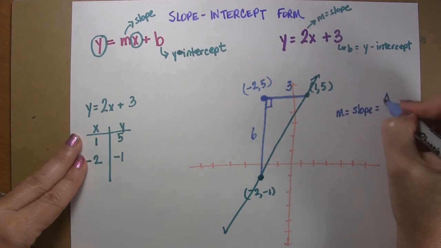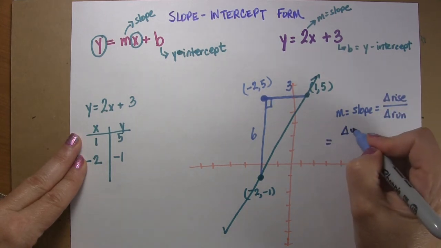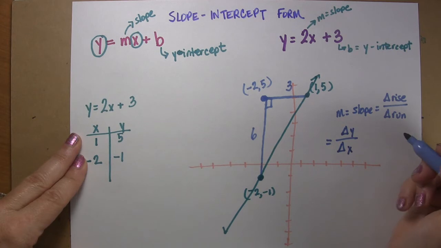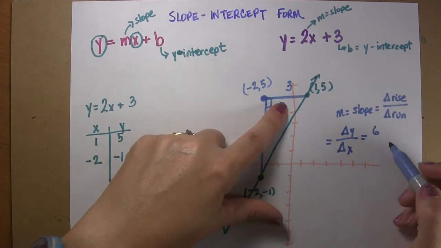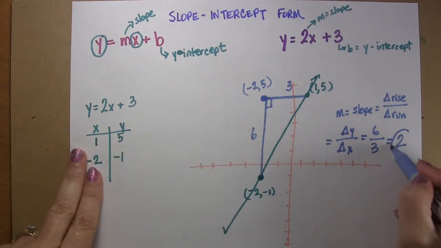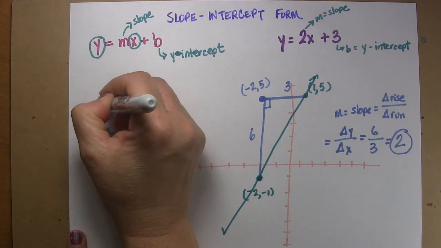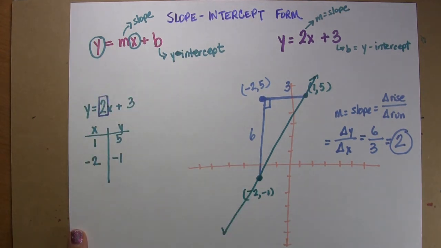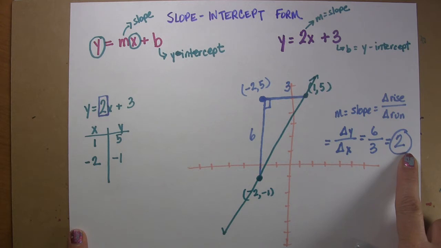which is the change in rise over the change in run, or if you wanted to, you could think of it as the change in y over the change in x, right? That would also be legit. The change in y is 6. The change in x is 3. 6 divided by 3 is 2. Notice that that is the number that is there in our formula, right? So we just confirmed that the slope of this line is indeed 2.